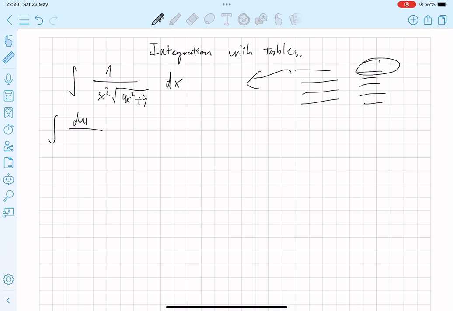On the test you have to search for the formula. It will give you a lot of formulas and you have to pick a suitable one, the one that is the same as your problem. So in this case I will give you the formula. The formula is the integral of du over u squared multiplied by the square root of u squared plus a squared equals the negative of the square root of u squared plus a squared over a squared multiplied by u, plus c.